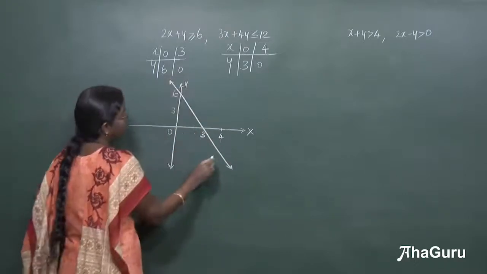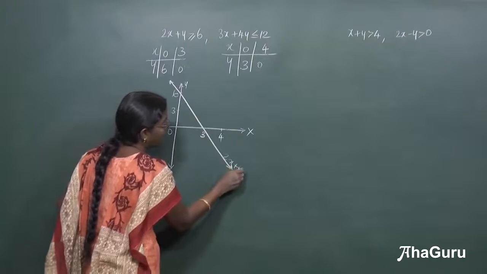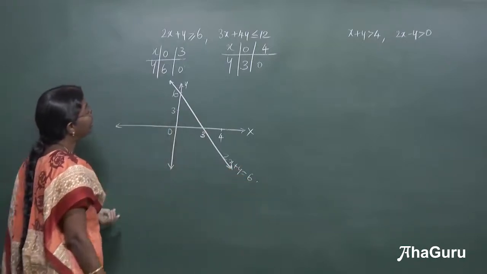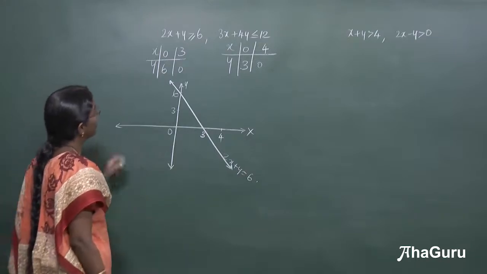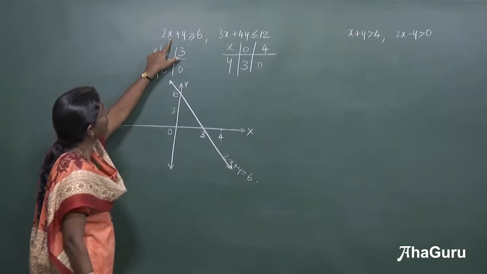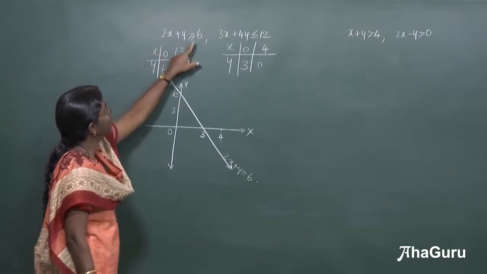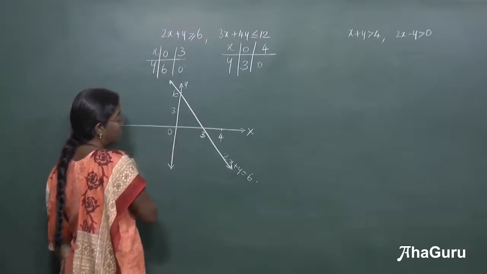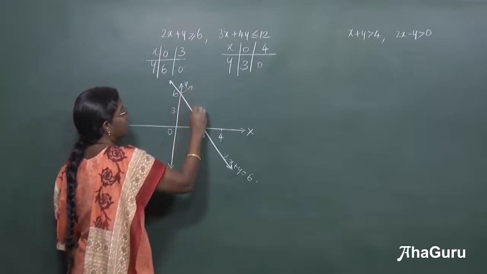Okay. This is the line 2x plus y equal to 6. Now, if you find out the region for the inequality, the origin is on this side, right? So, if I substitute the origin coordinates, what do I get? 0 greater than 6. 0 greater than 6 is false. So, the region is not this side, it is on the other side.